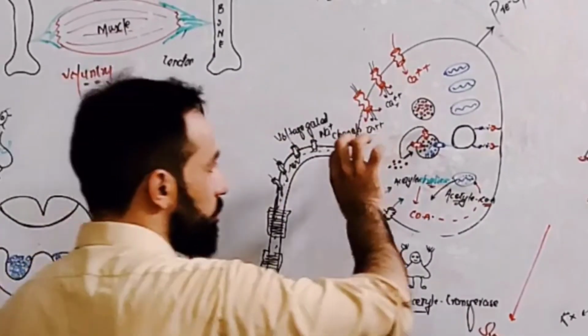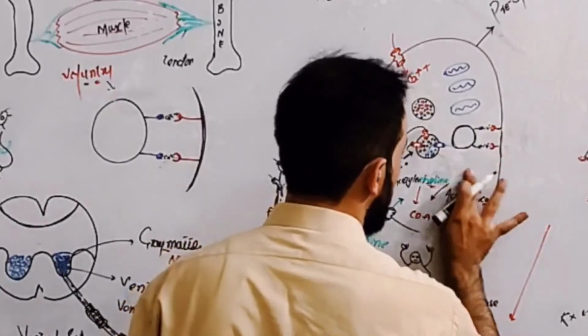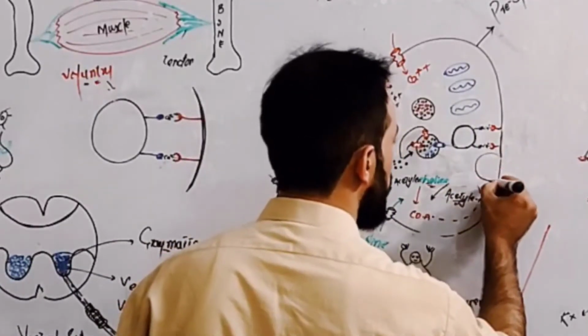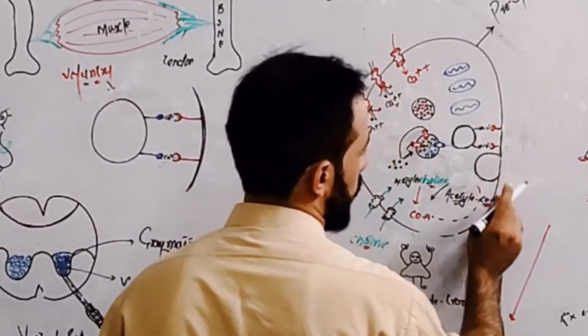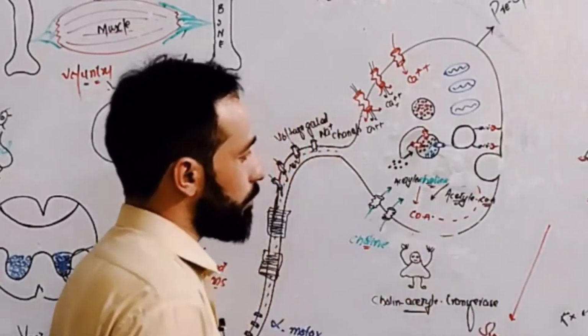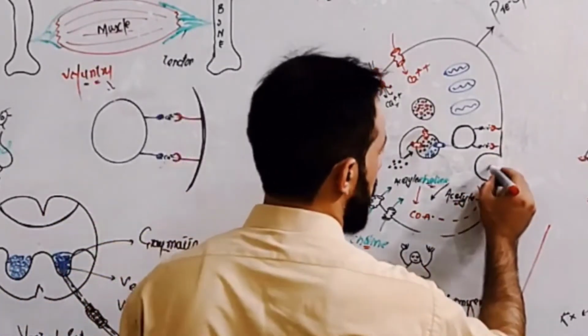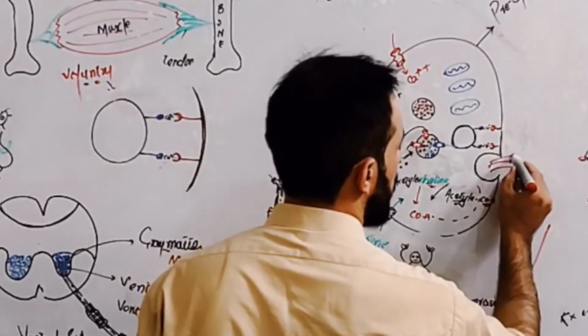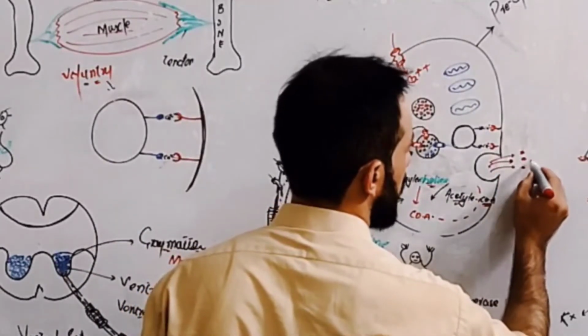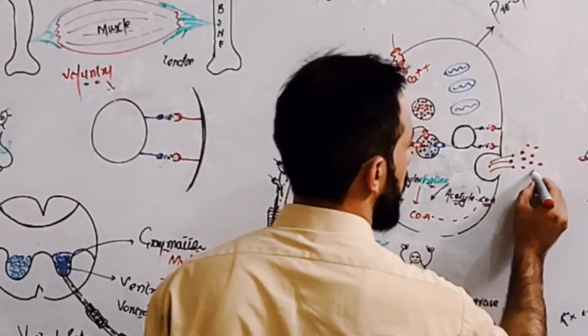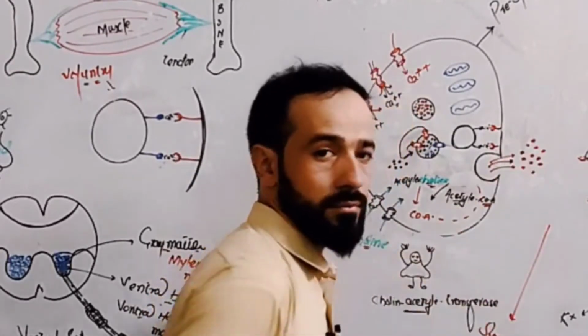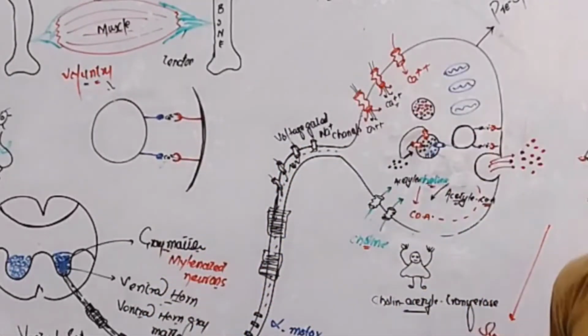So when the vesicle moves towards the membrane, the vesicle fuses with the membrane and is opened up, and when it is opened up, acetylcholine is released. What is released? Acetylcholine is released here. Lots of acetylcholine is released.